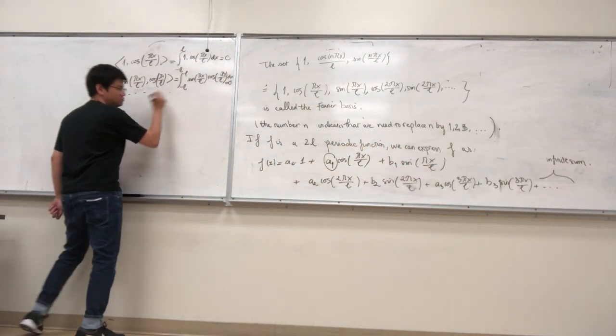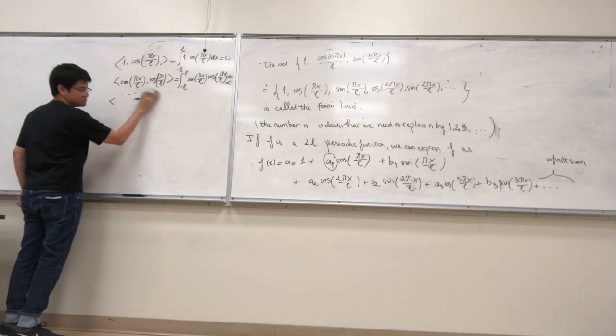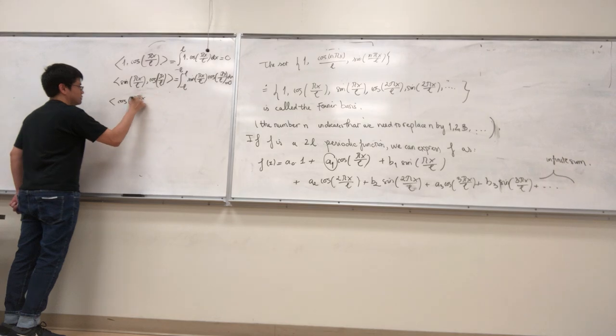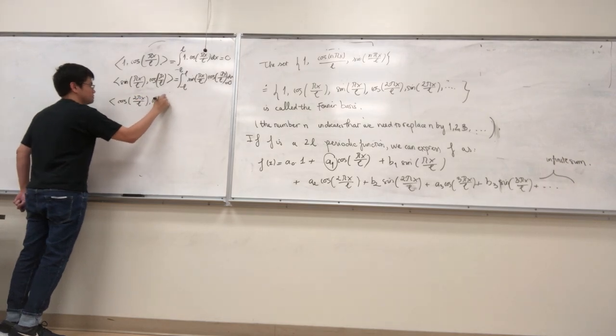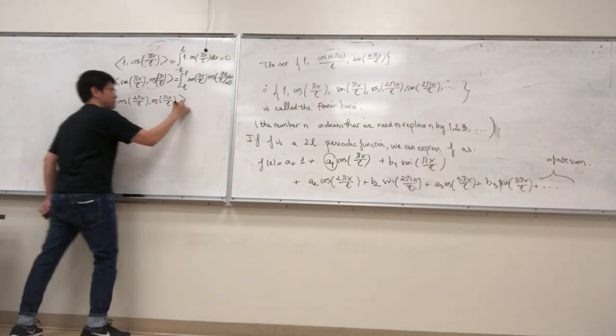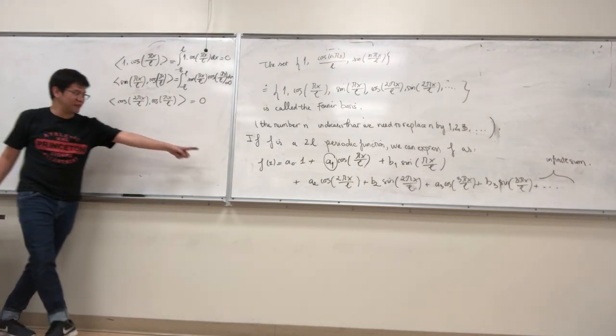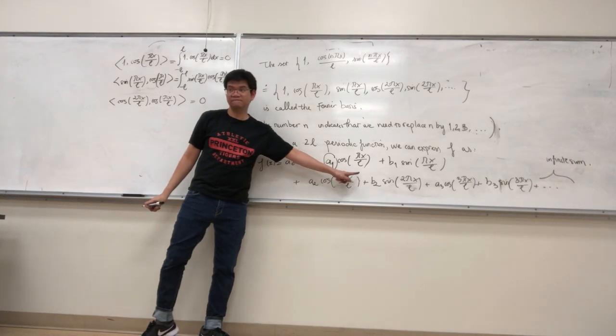So what we do is, I'm going to write another thing so that you see it. The inner product of cosine of pi x over L with the other cosine is also 0, right? So what you do is you multiply f with this function, right?